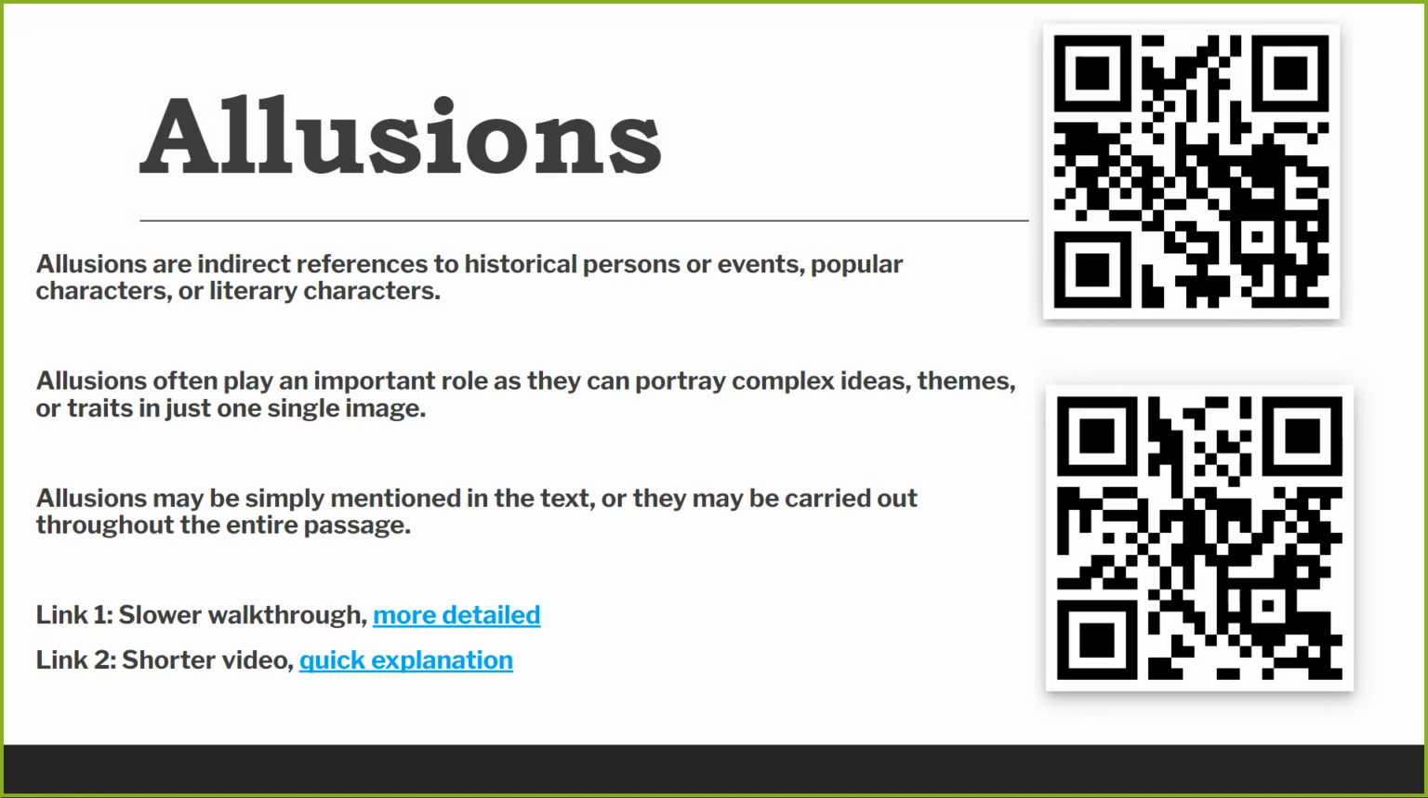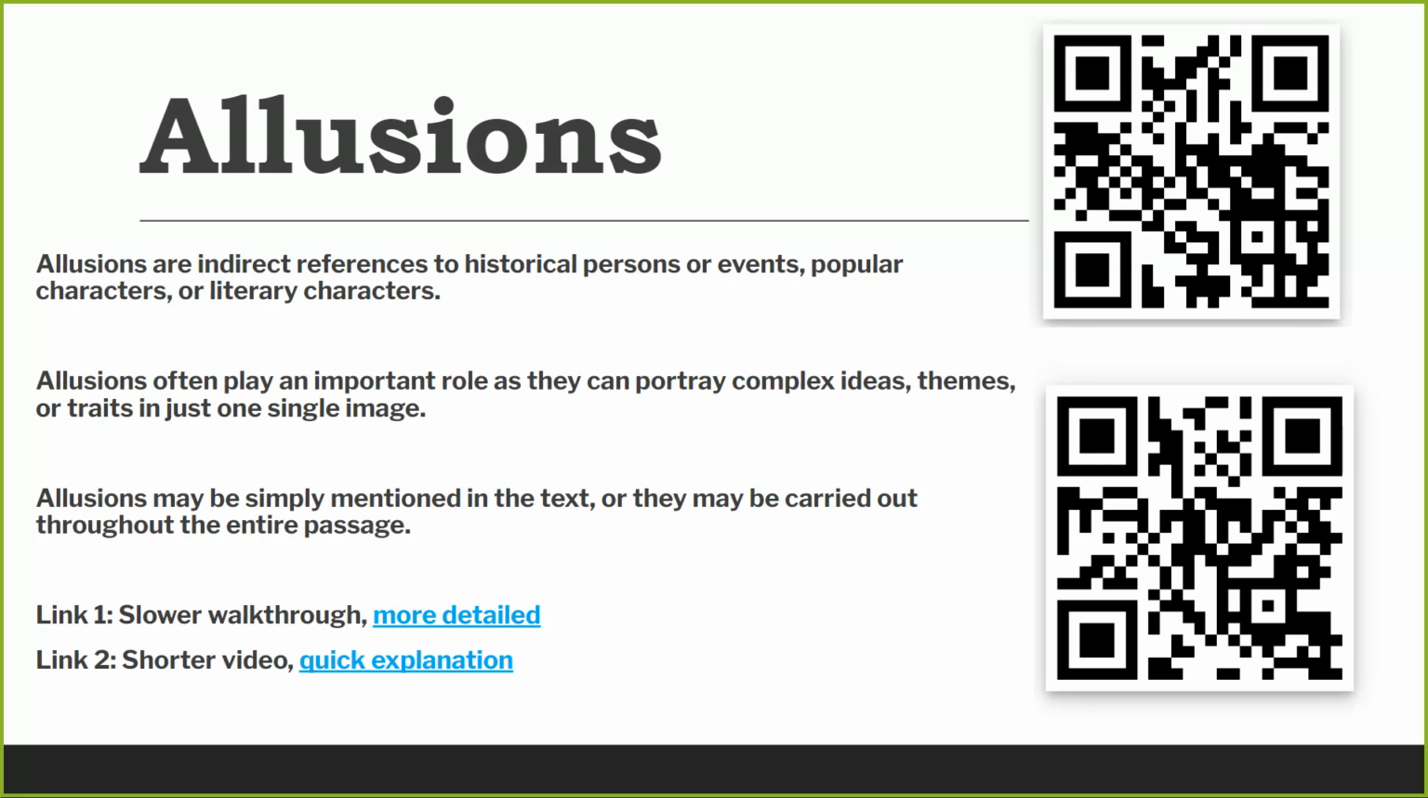One type of figurative language is allusions, not illusions with an I, like magic tricks, but allusions with an A. And they're references to historical persons or events, popular characters, or literary characters. If somebody goes behind your back at work and you call them a Judas because they betrayed you, and you're referring to the Bible and the betrayal of Christ, you're making an allusion to a text. Or if you're like me and you're playing with your sons and you say, I am your father, and you're referring to Star Wars, that's an allusion.